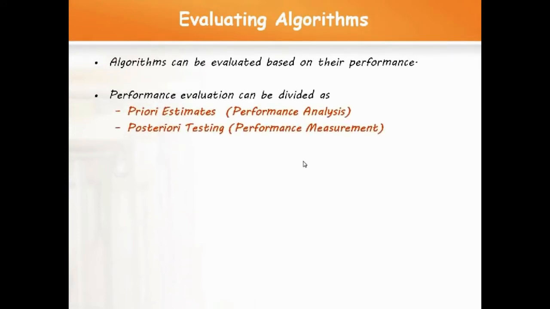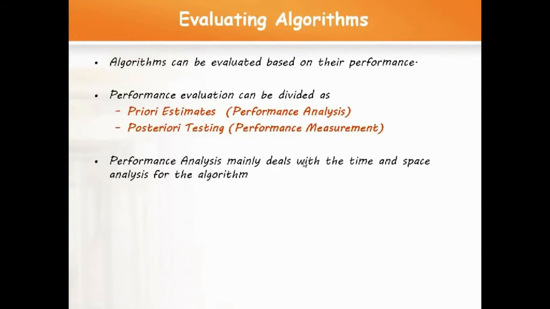The performance evaluation can be done in two different ways, either before the execution of a program or after the execution of a program. Before the execution of a program, it is termed a priori estimate. It is also known as performance analysis. Once it is executed as a program, then we are analyzing the performance. It is termed a posteriori testing, also called performance measurement.